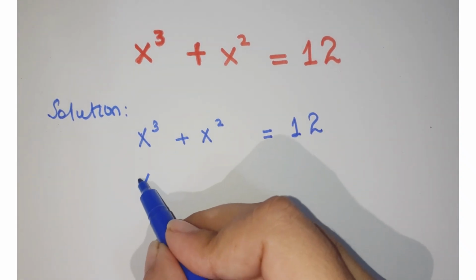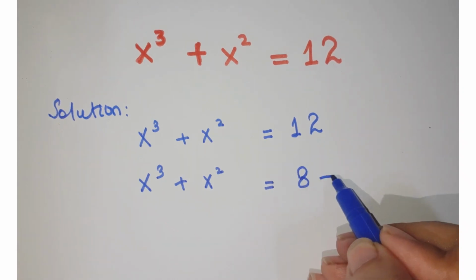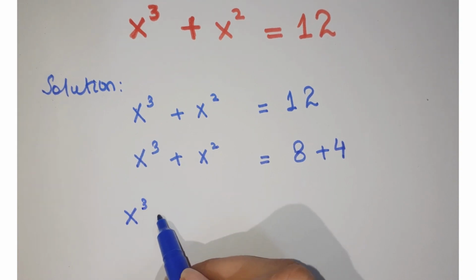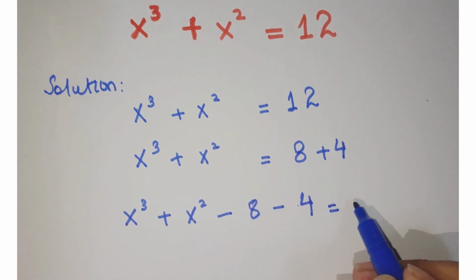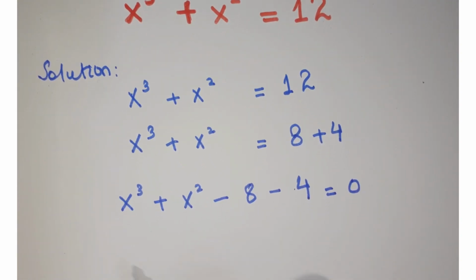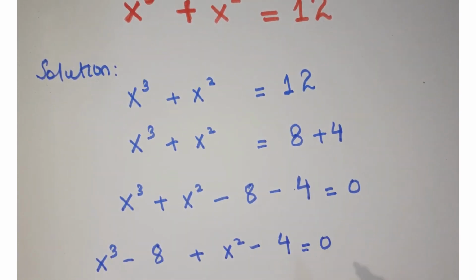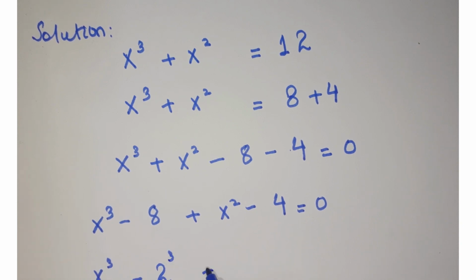So what we can do, we can just break up this 12 into 8 and 4. Now bring this 8 and 4 on the right hand side. So you get minus 8 and minus 4 is equal to 0. Now rearrange this equation as x cube minus 8 plus x square minus 4 is equal to 0. Here just write this 8 as a power of 2 and write this 4 as well as a power of 2.